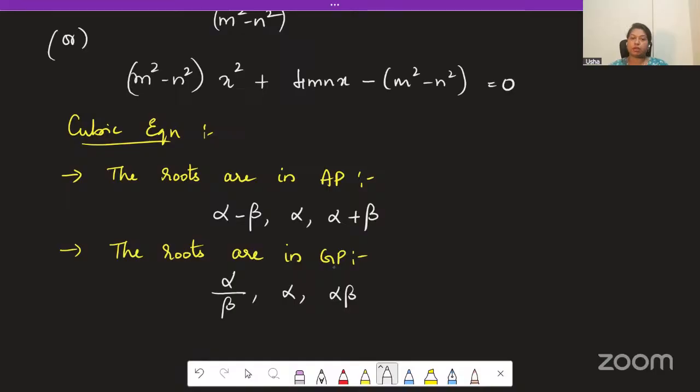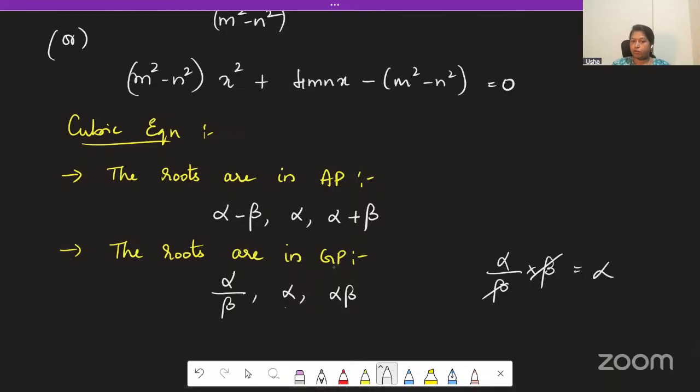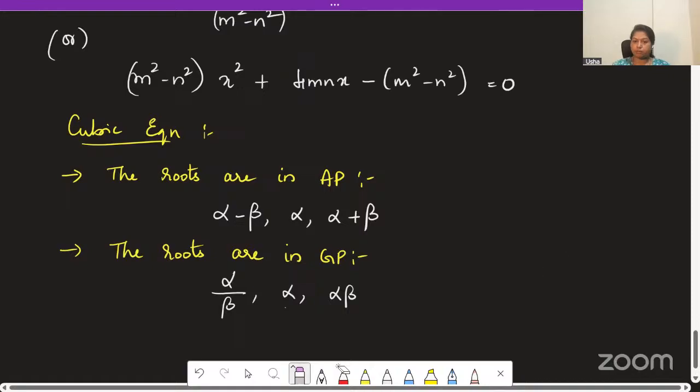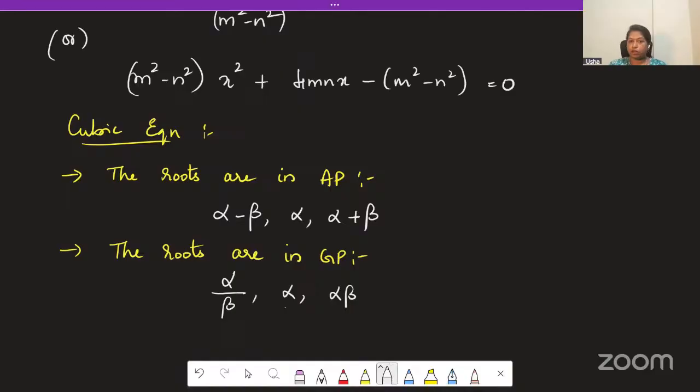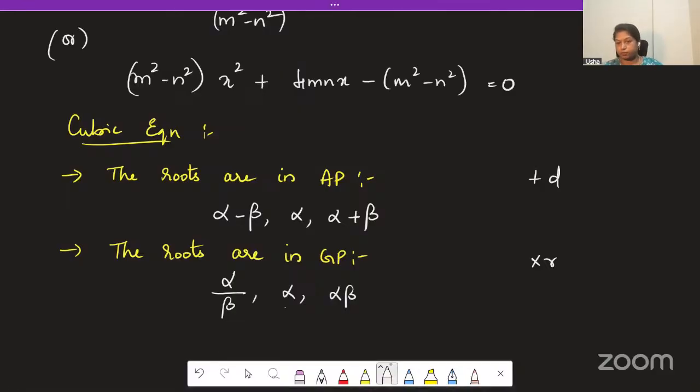What is geometric progression? You keep on multiplying by a common number called the common ratio. Here also, I'm assuming the ratio as beta. So for alpha by beta, if you multiply by beta, you will get the next term, which is alpha. For this, if you multiply by beta, you will get the next term. Is this clear, everybody? I hope all of you know what AP and GP are, right? For AP, you keep on adding one common number. For GP, you keep on multiplying by a common ratio to get the next number. Is this clear, everybody?